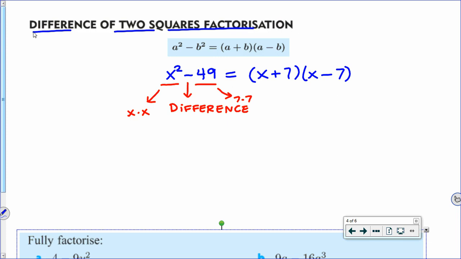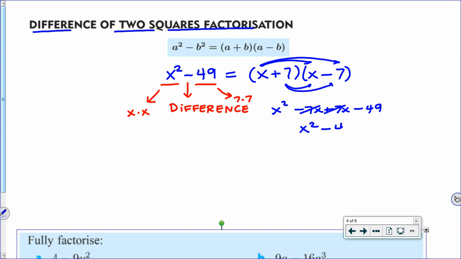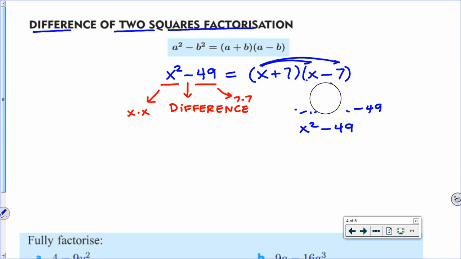To prove to yourself that that does indeed FOIL correctly, you can do first, outer, inner, last, and confirm. We have x squared minus 7x plus 7x minus 49. Because of those opposite signs, the middle two terms will cancel each other out, and you'll be left with the first perfect square and the last perfect square with subtraction between them. So the factored version of x squared minus 49 is x plus 7 times x minus 7, just like the example in the box at the top that has a's and b's in it.